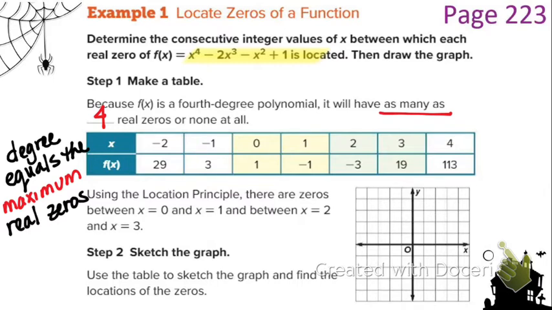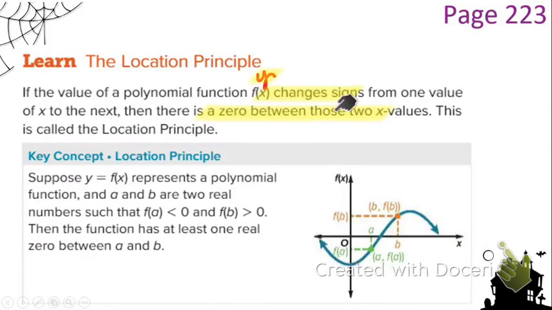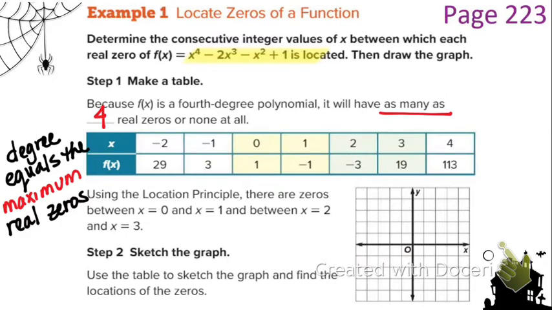You can have less than 2, but you can't have any more than 2. It's the maximum. Okay, so let's look at these y values, because right now we're only focusing on the sign changes. We're only focusing on the sign changes. So looking at this first one, we're looking at our y values.